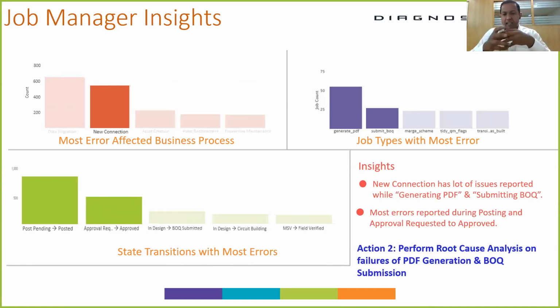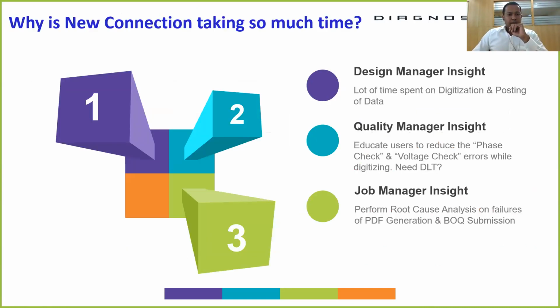So the second action item that I get is to perform a root cause analysis of why these PDF generation and BOQ submission jobs are failing so often. Right. So I make a note of it here. So now what we see is I have one insight which says that users are spending a lot of time in digitization and posting. I'm trying to understand why. And from my quality manager dashboard and my job manager dashboard, I have two actionable insights which will help me make my new connection process more efficient.